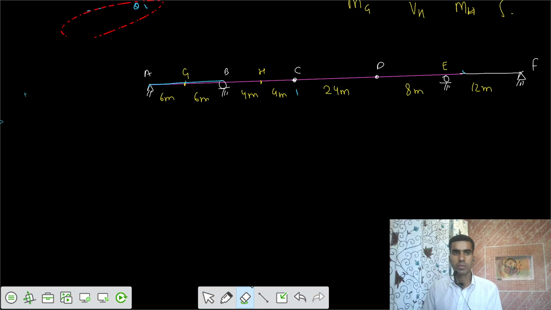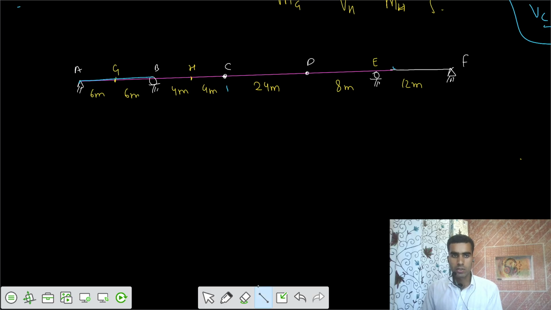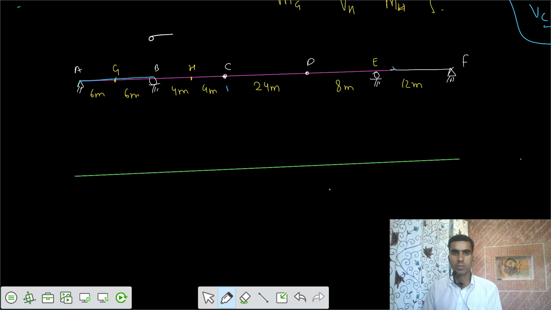Shear force at edge. I would say, let's draw the reference line. Shear force at edge. Think of this one as a simple support beam, and you are saying what is the shear force here?